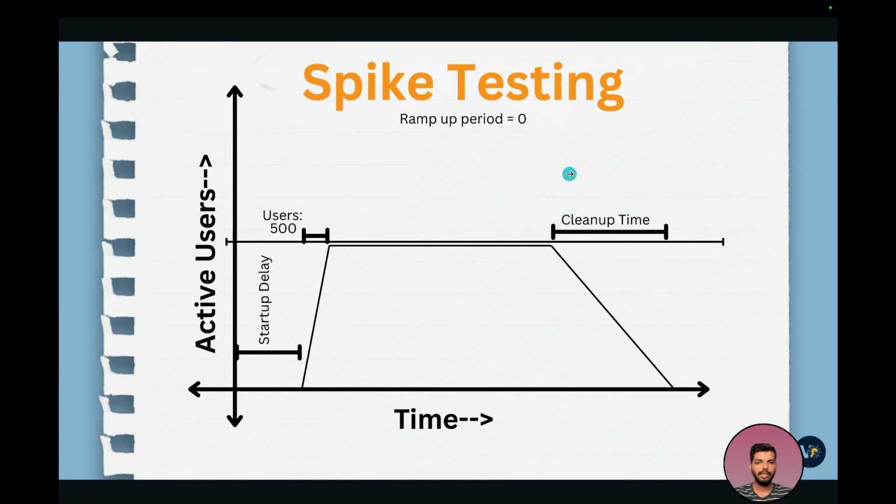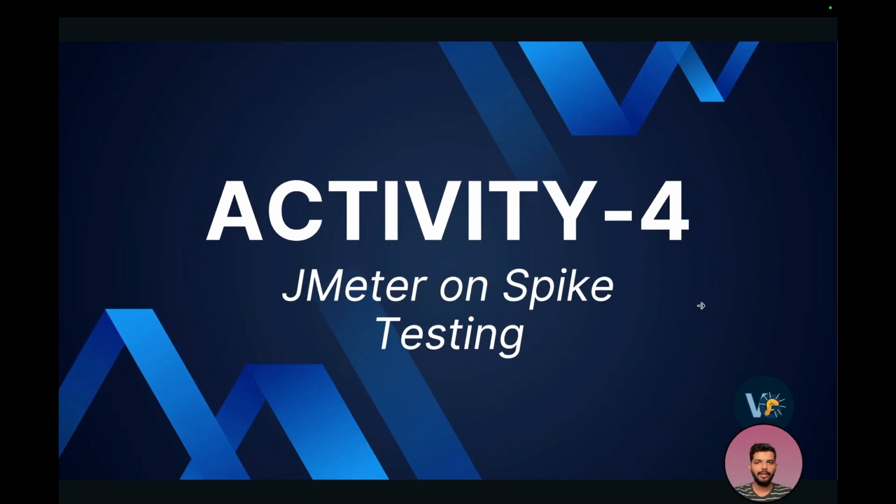So these are the things that you need to take care while you perform the performance testing, because these are the things that will be happening in the background, and I think this is good to mention before we actually start the spike testing demo. Now let's look at the activity 4, where we are going to see the JMeter on spike testing.